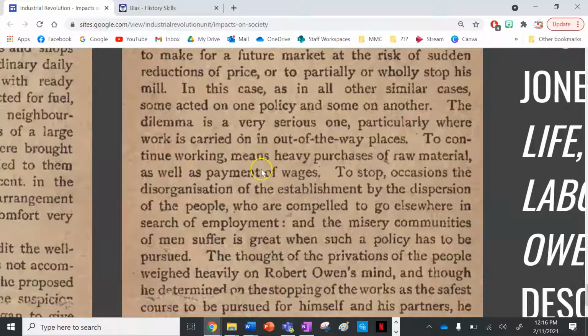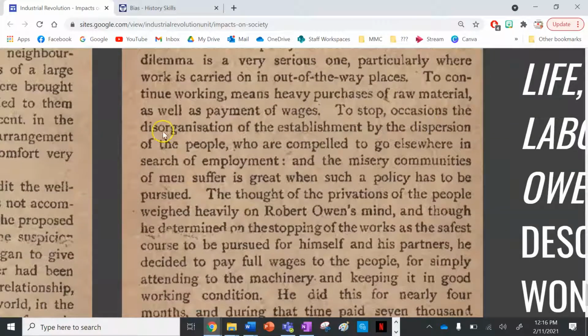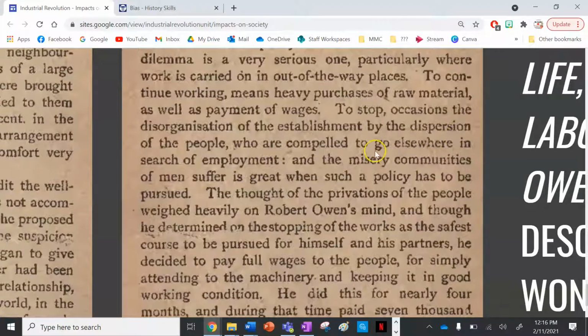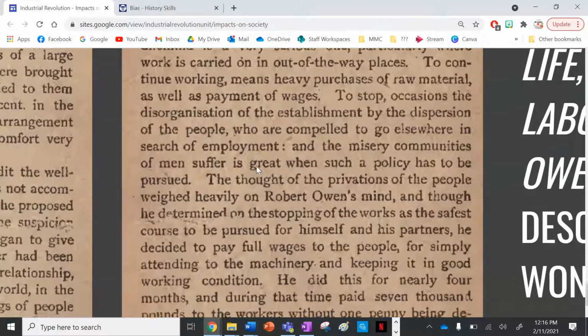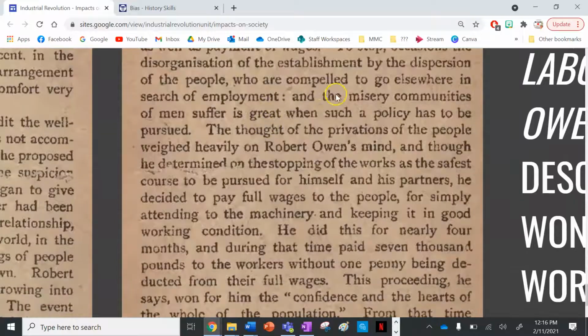To continue working means heavy purchases of raw materials as well as payment of wages. To stop occasions the disorganisation and the establishment by the dispersion of the people who are compelled to go elsewhere in search for employment. So that means if a factory shuts down, people are going to go looking for work, and that can cause problems too, when a lot of people leave at once. And the misery communities of men suffer is great when such a policy has to be pursued.